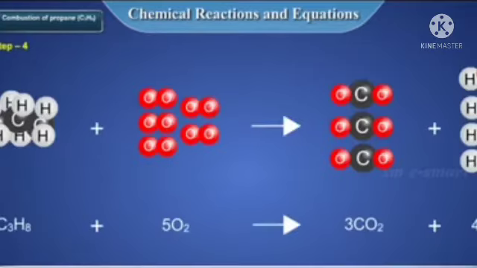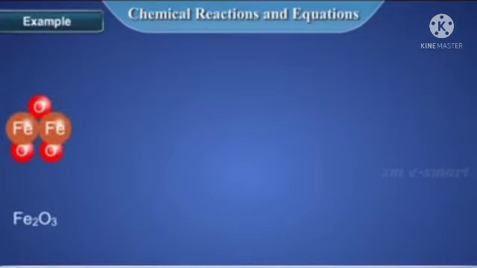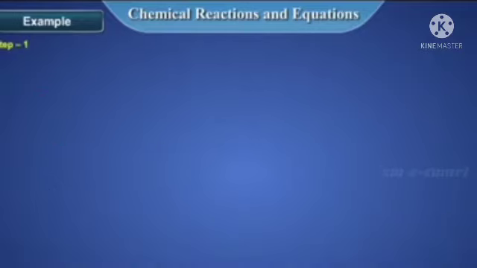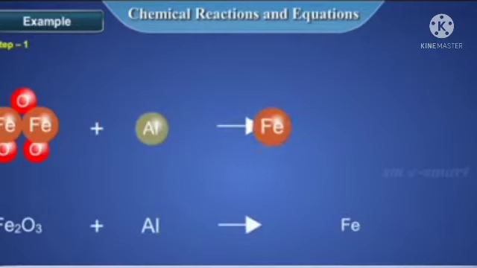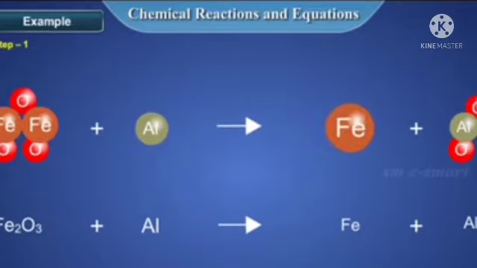Step 4. Check the number and kinds of atoms on both sides of the equation. Example: iron oxide reacts with aluminium to form iron and aluminium oxide. Write the chemical equation to show the reaction and balance it. Step 1. Write the correct chemical symbols and formulae for the reactants and products. Ferric oxide plus aluminium gives rise to iron plus aluminium oxide.